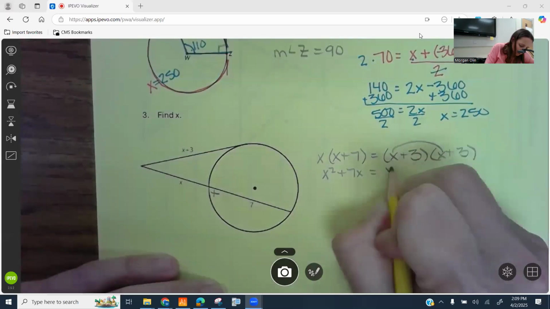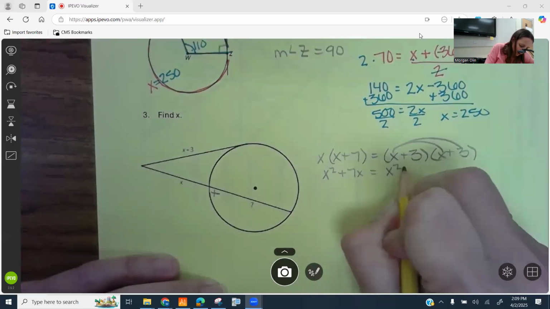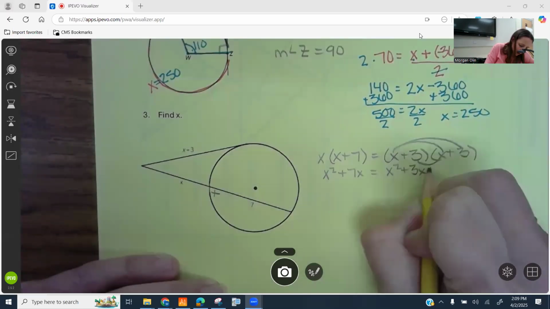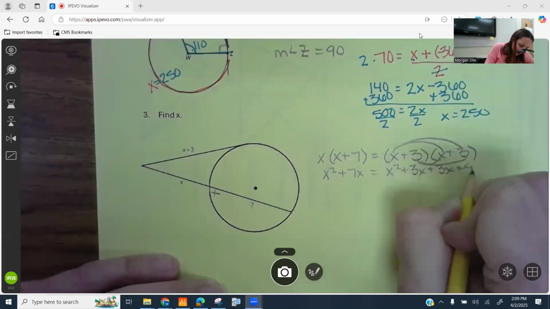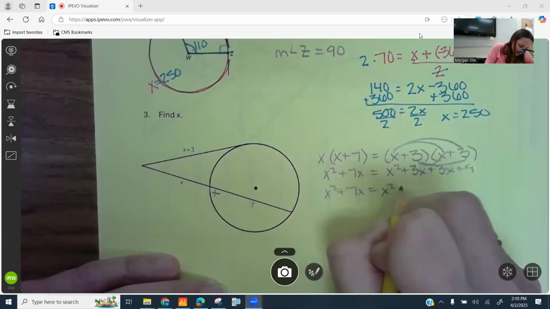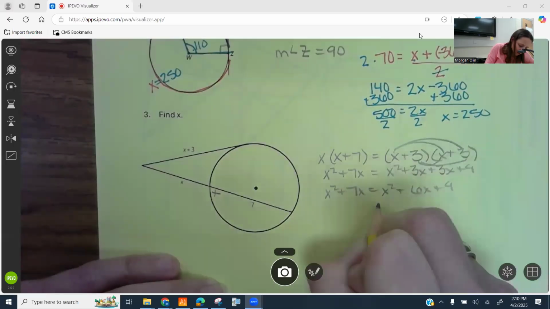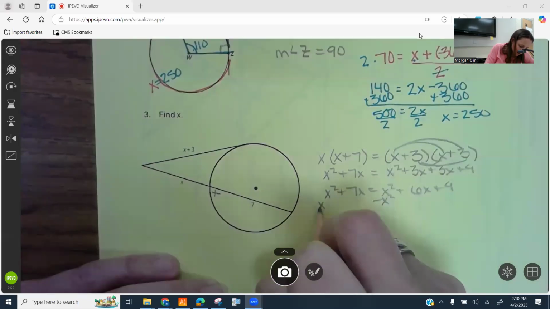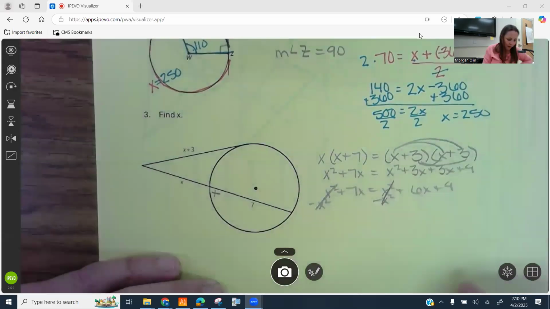Now here when you distribute, X times X is X squared, X times 3 is 3X. 3 times x is 3x, and 3 times 3 is 9. So x squared plus 7x equals x squared plus 6x plus 9. And now watch this. When I subtract the x squareds, do you see how they just go away?